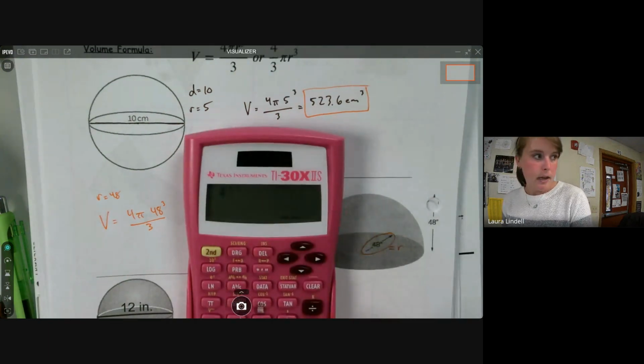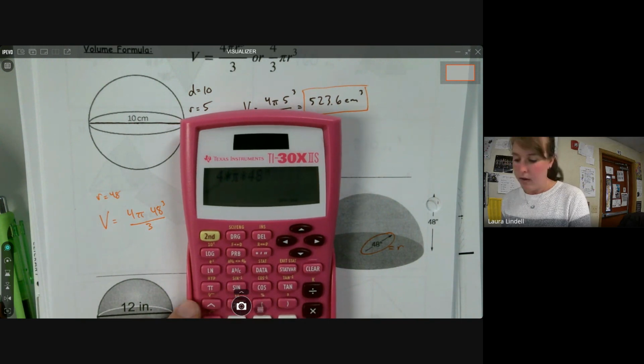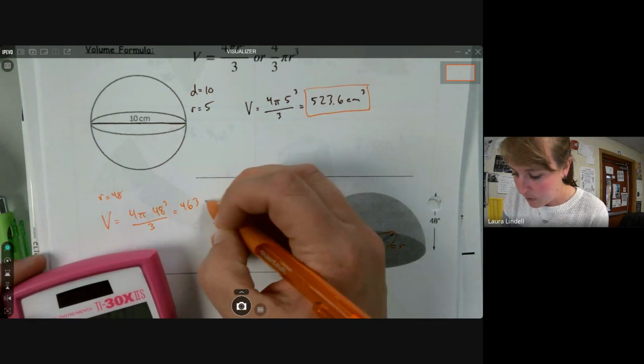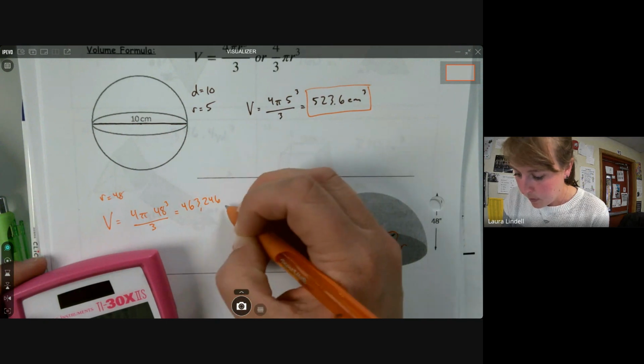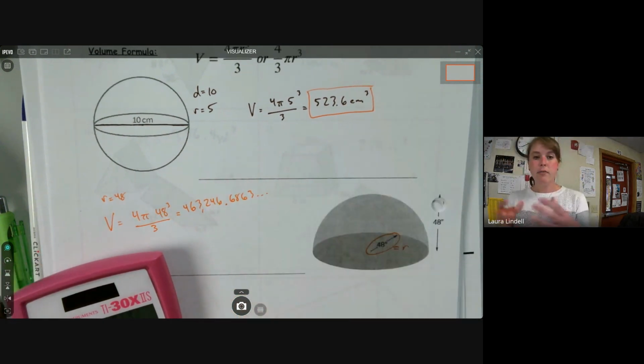4 times pi times 48 raised up to the third power. So don't forget to use that little arrow button to the third power, divided by 3, enter. And yeah, holy cow, we get like 400 something thousand. But then, so I'll write this real quick. 463,246.6863, whole bunch of numbers. That would be if this was a whole sphere.